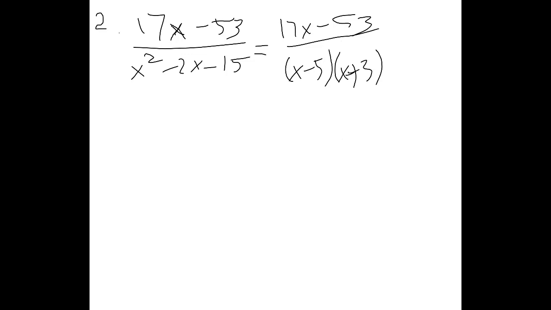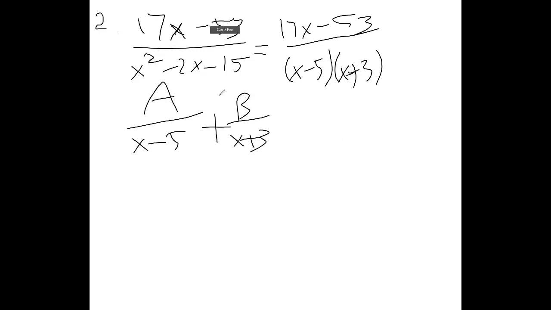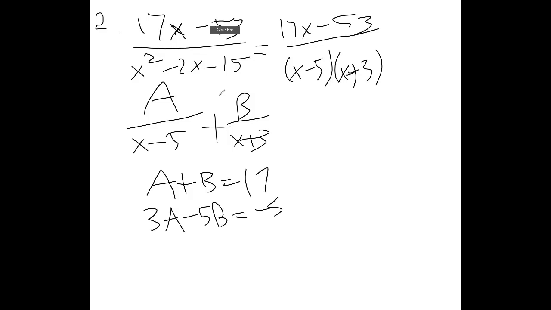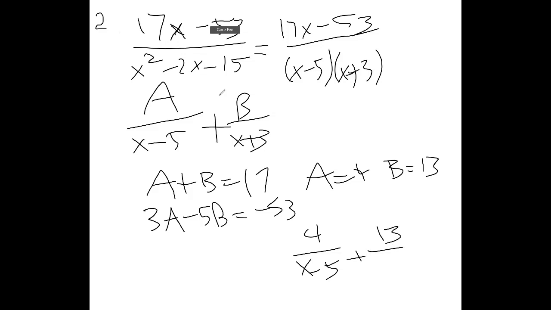And so now we can use the same thing, right? I'm kind of running out of time. We have 10 minutes. So basically you can write this as a over (x - 5) plus b over (x + 3). So you have these two equations where a plus b is 17, and 3a minus 5b is negative 53. So you can solve for a and b. We get a is 4 and b is 13. So this is equal to 4 over (x - 5) plus 13 over (x + 3). So that is our answer for question number 2.